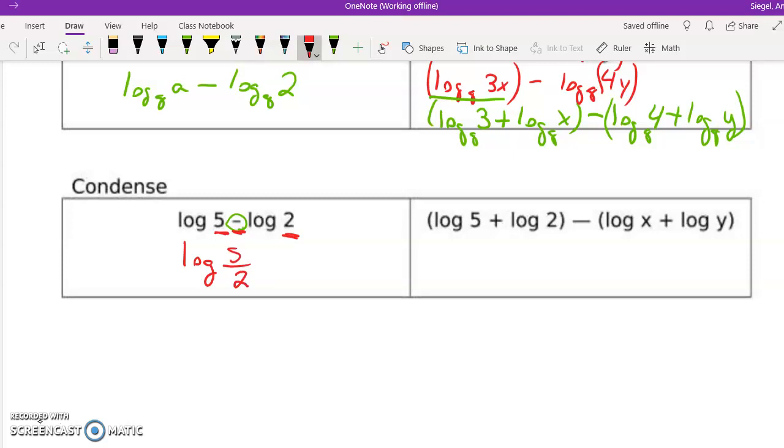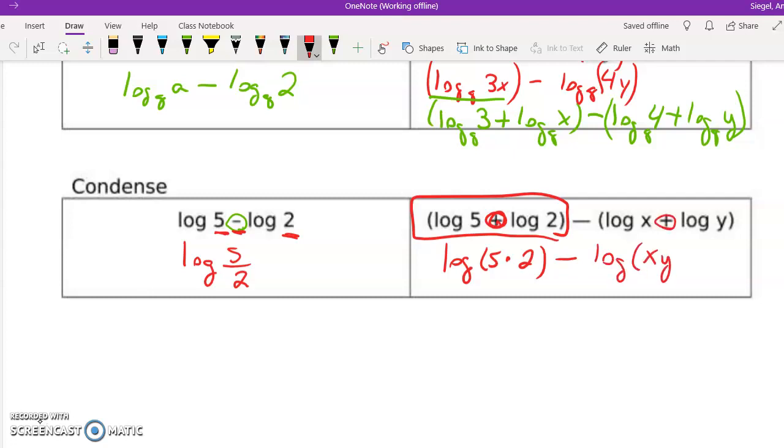Okay, over here, I just want you to look at this right here. So if I were to condense that, it'd be log of 5 times 2. So I'm going to simplify that to 10. And then the same thing over here, I have log of x times y. So when I bring everything together, it's going to be the log of 10 minus the log of xy.